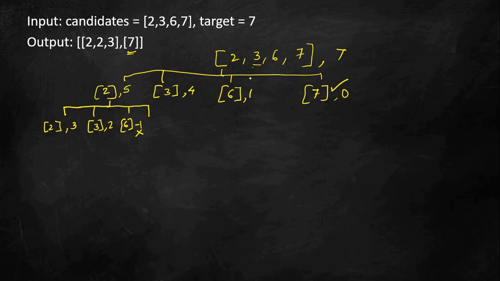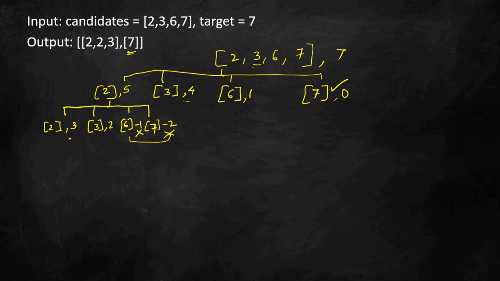Then the other option is 7. So 5 minus 7 is, if I use 7, then the remaining will be minus 2. So even this cannot be used. There won't be any more branches from these two because it is less than 0, so we cannot use more combinations in these two. However, here it is a positive number, so we can still go ahead with this. So let's take this branch and then we'll go with this branch.